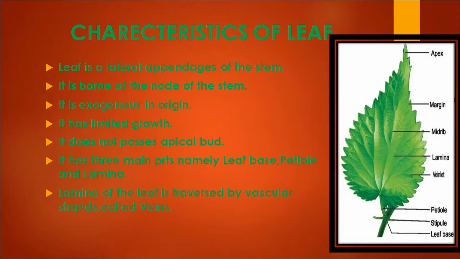And it has three main parts, namely the leaf base, petiole and lamina. So this is the leaf base, petiole, the stalk of the leaf is called petiole, and the lamina. The lamina of the leaf is traversed by vascular strands called veins.